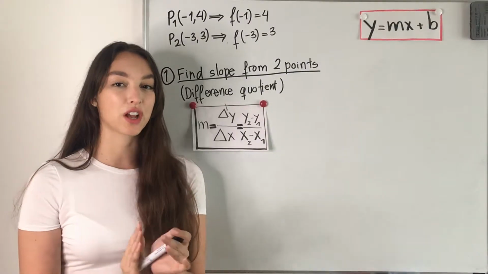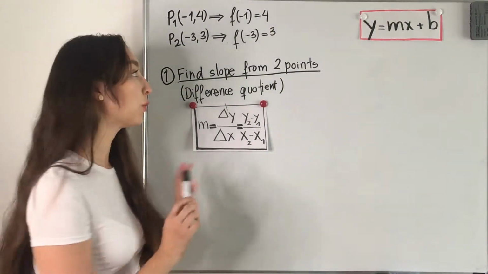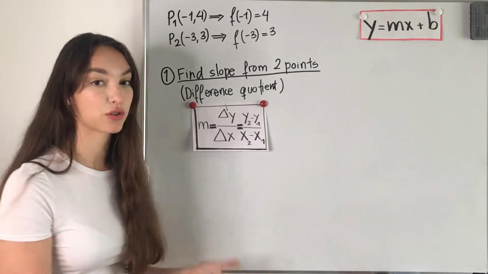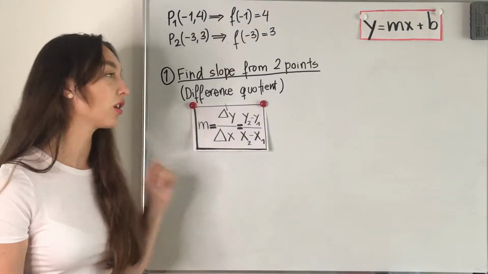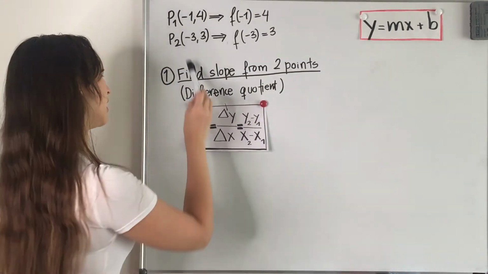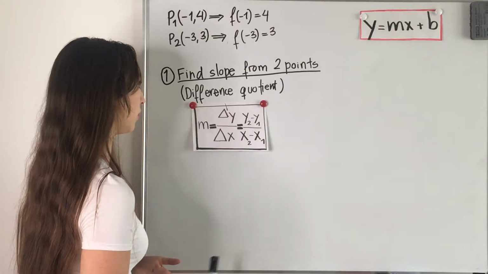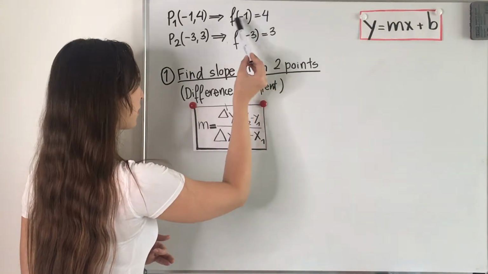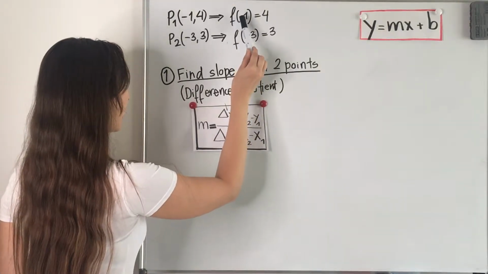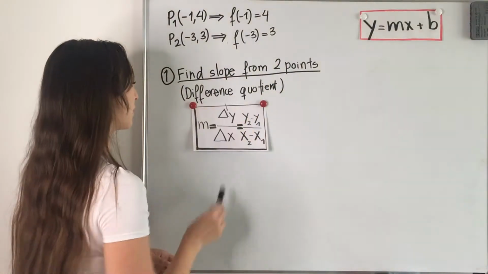To be able to calculate the general equation of a linear function from 2 points, first we're going to find the slope between those 2 points. That is what I just explained earlier. The 2 points can be given in 2 ways. They can either give you the coordinates of the 2 points, or they can also give you the value of the function for a specific value of x. This just means that the function when x equals minus 1 is 4. The same goes for this one.